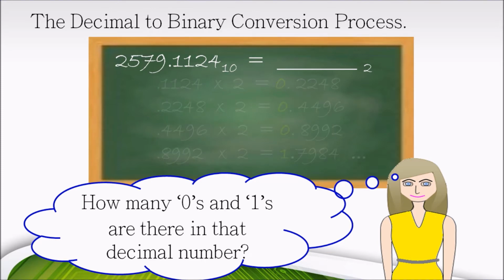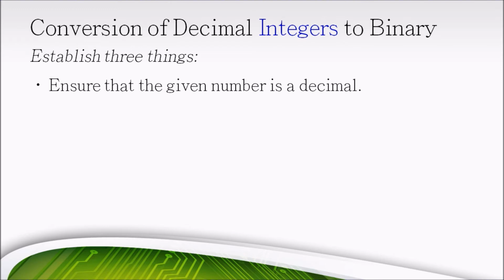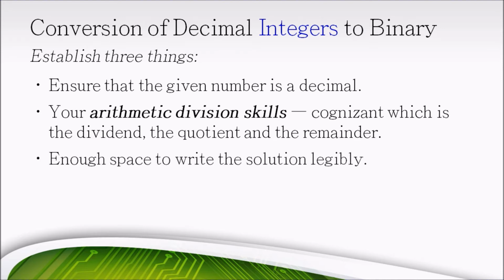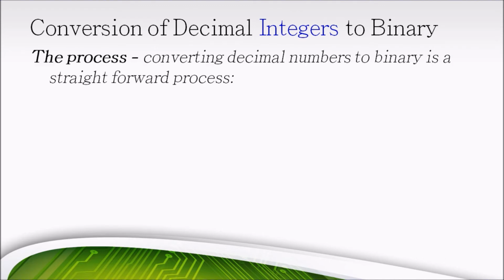To proceed in the conversion process, you only have to be sure of three things. First, ensure that the given number is a decimal or in base 10. Second, have in handy your arithmetic division skills, mindful of what the dividend, the quotient, and the remainder is. Third, enough space to write your solution legibly. When you have this, you are surely ready for the task. As I have mentioned, converting decimal to binary is a straightforward process. Let us discuss the operation with integers first.